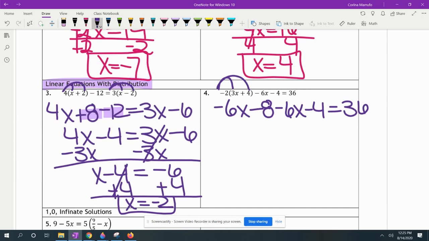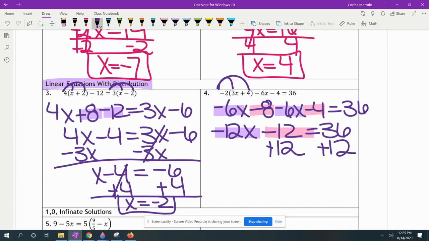Before we start solving for x, we have to combine like terms. Negative 6x and negative 6x together gives us negative 12x. And then we can combine negative 8 and negative 4, and together that gives us negative 12 equal to 36. Now that we combined our like terms, we're ready to start solving for x. This negative 12, we're going to move it over by doing the opposite and adding 12. So it cancels out, and we're left with negative 12x equals 36 plus 12 is 48.